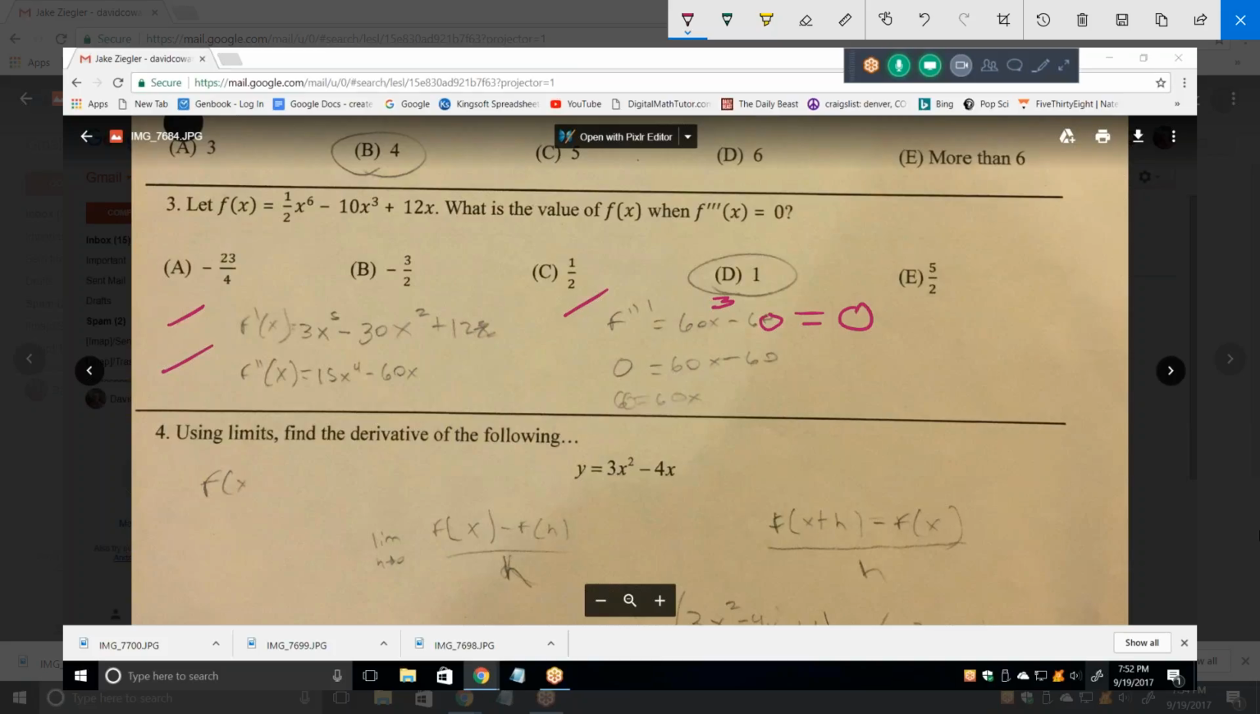Well, we've got x cubed equals 1. So the cube root of 1 is indeed 1. Now what's the value of f of x when x is equal? In other words, what's the value of f of 1? It would be 5/2. Well, let's just go through it. 1/2 minus 10 plus 12. So that's 2 1/2, 5/2. There's your answer right there.